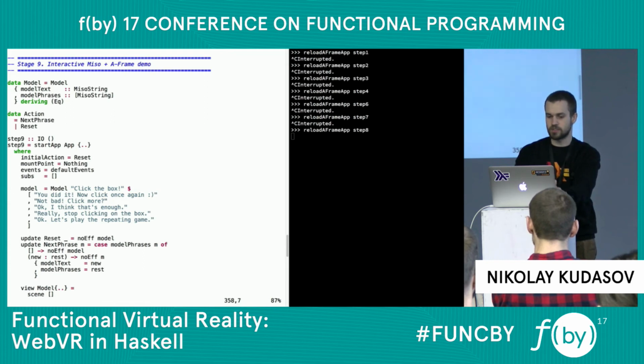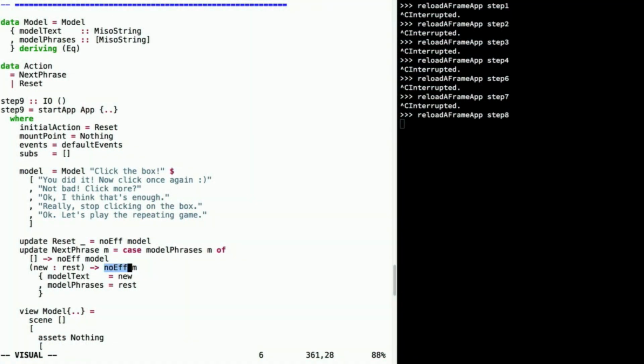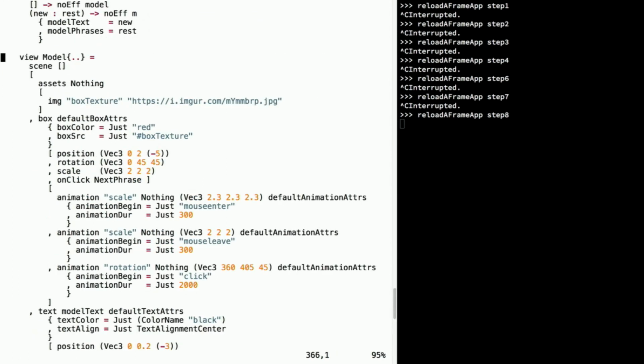And here we have the update function. It's almost pure. So when we get the next phrase action, we just look if we have any phrases left. If not, then we reset to the initial model. If yes, then we just move to the next phrase. So it's pure code. If you can see here, we use the noFx combinator that tells me that I cannot use any effects here. So it's just pure code. And it's the nice thing that I can use pure code for my logic here.